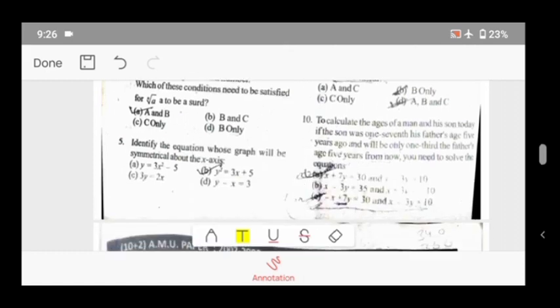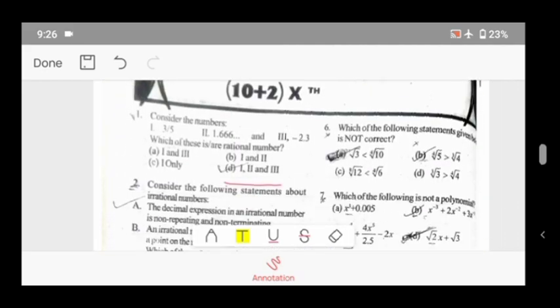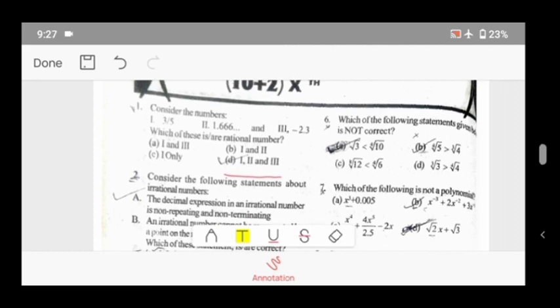Identify the equation whose graph will be symmetric about the x-axis. So the answer is B. Now, sixth one. Which of the following statements given below is not correct? From these four, you have to choose which of the following is not correct. The answer is B.